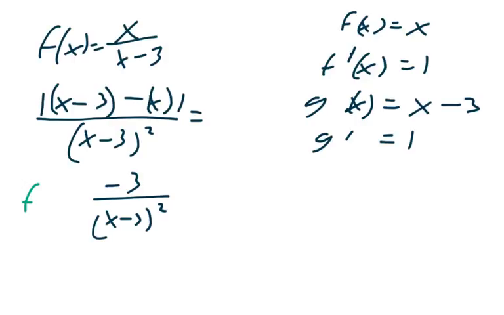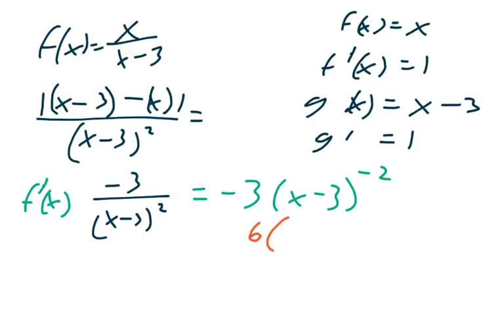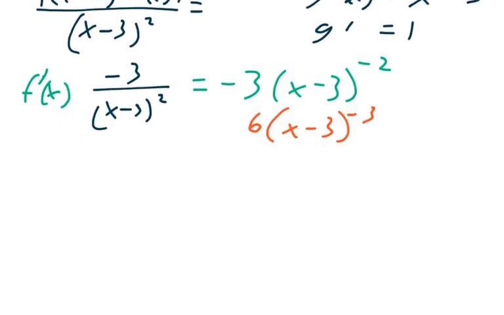Now we're looking for the second derivative, and that's just the derivative of the first derivative. So I'm going to change this to negative 3 times x minus 3 to the negative second. When I take the derivative, negative 3 times negative 2 is 6. So we wind up with 6 over x minus 3 cubed.